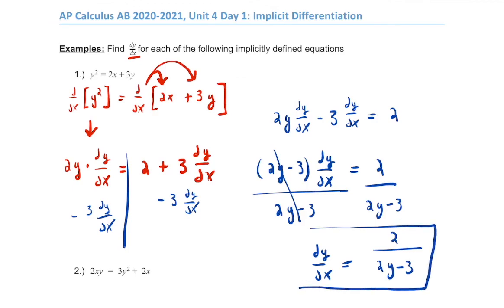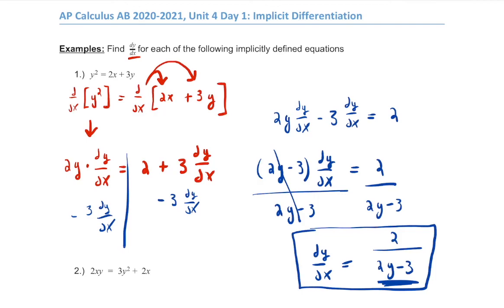And so what this basically says is, as long as you can tell me the y coordinate of this function, I can tell you what the slope of that tangent line is. It's 2 over 2y minus 3.